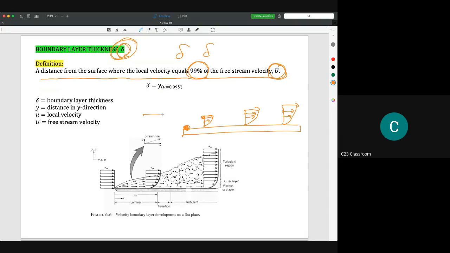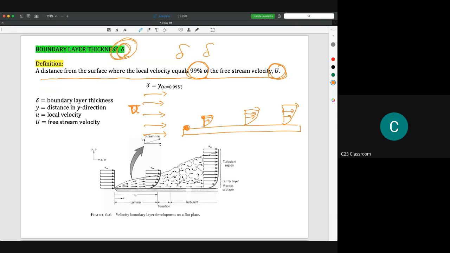First, you know that the free stream velocity is the velocity that does not make any contact with the plate. So we call this free stream velocity capital U. And again, in my handwriting I will write it like this, U with a bar on it, to differentiate the small u and the capital U.